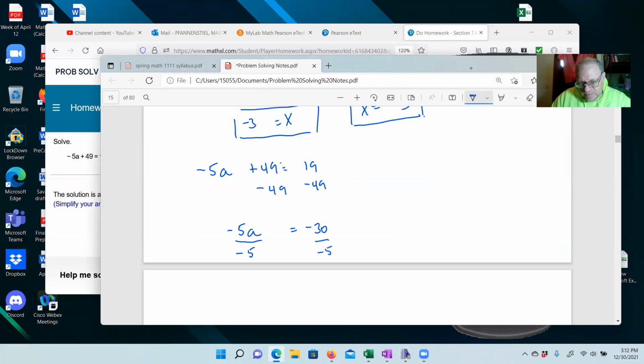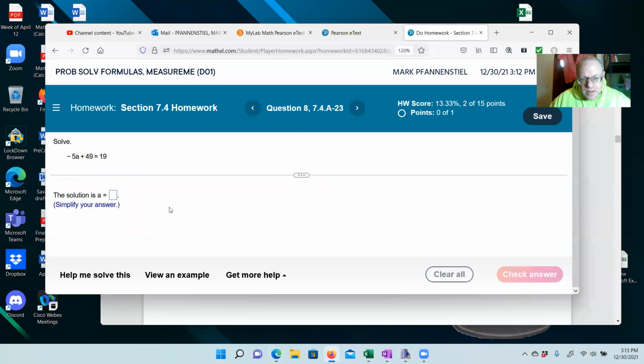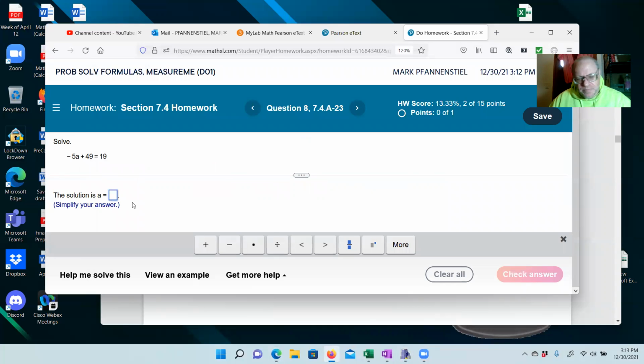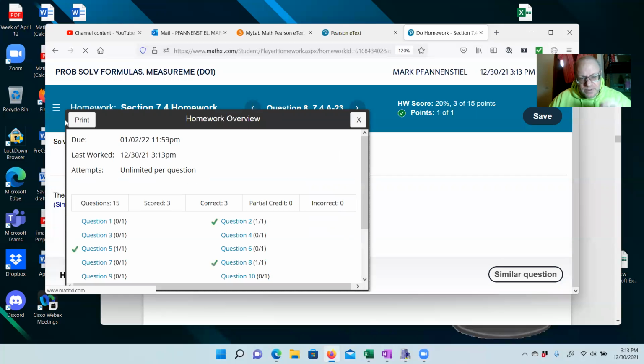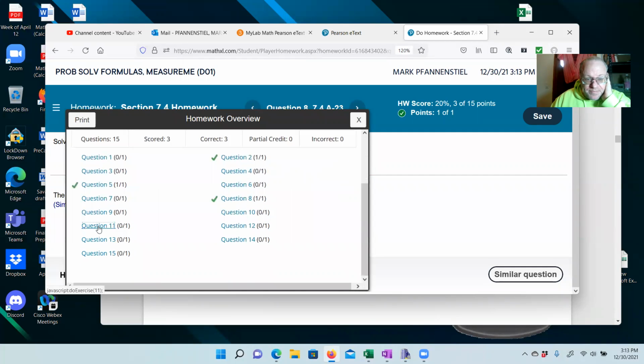Divide by negative 5. The two negatives here, they're going to cancel. Negative 5 are going to go away. So we're going to have, it's a semicolon, by the way, a is equal to negative 30 over negative 5. That's going to be 6. All right, and there's our answer for 6. Okay. A is equal to 6. All right. Let's see, try 11.